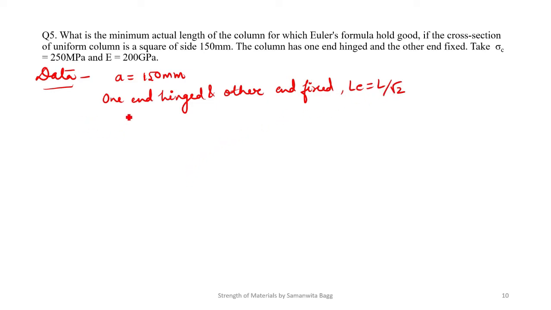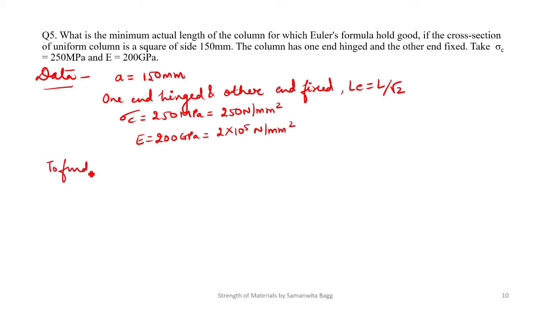Take sigma C as 250 megapascal. That is, it is 250 Newton per mm square, and the value of E is given as 200 gigapascal. That is 2 into 10 raised to 5 Newton per mm square. So I am supposed to find the minimum actual length, that is the value of L, for which Euler's formula will hold good.